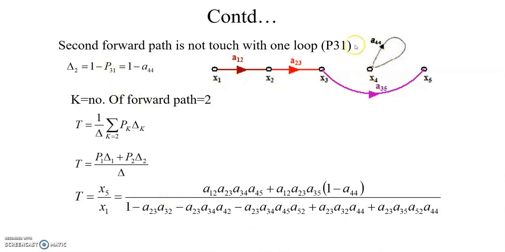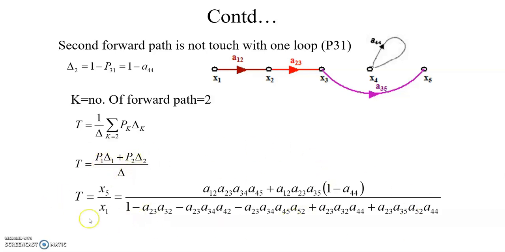So 1 minus that gain product is delta 2. 1 minus A44 is delta 2. So here the number of forward paths is only 2. Depending upon the forward paths, you can write Mason's gain formula. T is equal to 1 by delta, summation K is equal to 2, Pk delta K. So you can substitute the K value into this equation and expand it. T is equal to P1 delta 1 plus P2 delta 2 divided by delta. You know the values of P1 delta 1, P2 delta 2 and delta, just substitute.